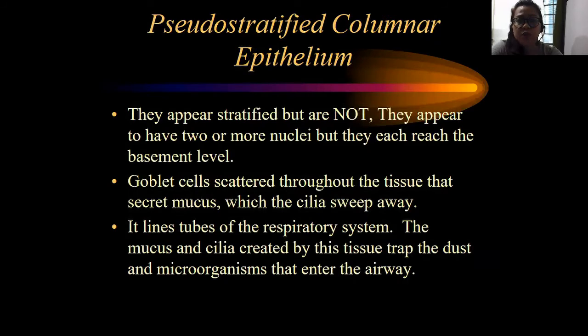Pseudostratified columnar epithelium appears stratified but is not. It appears to have two or more layers of nuclei instead of only one, but each cell reaches the basement membrane. Goblet cells are scattered throughout the tissue and secrete mucus, which the cilia sweep away. It lines the tubes of the respiratory system. The mucus and the cilia created by this tissue trap the dust and microorganisms that enter the airways. Usually these are located in our lungs.